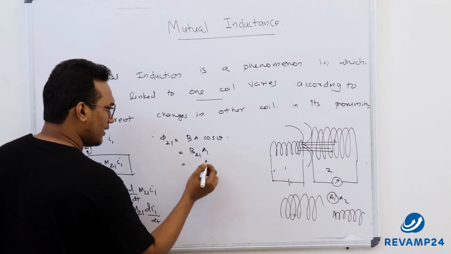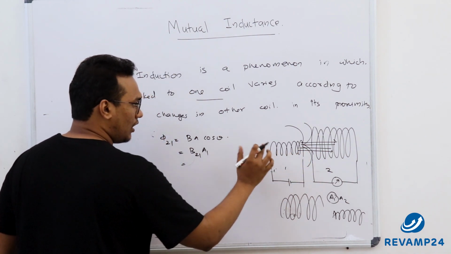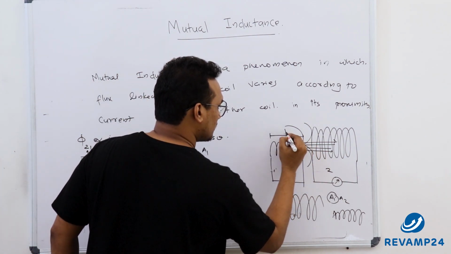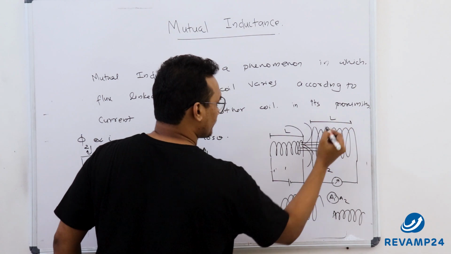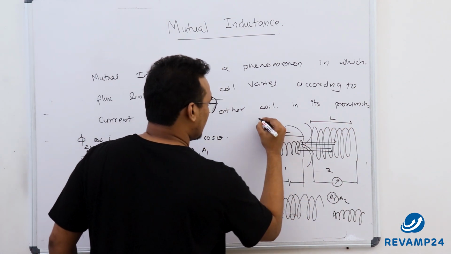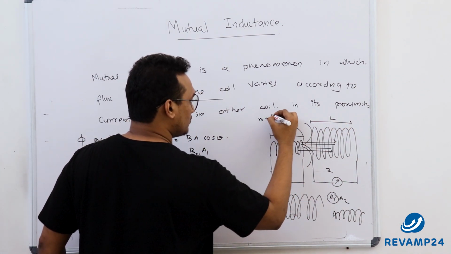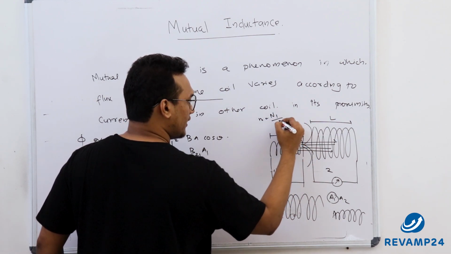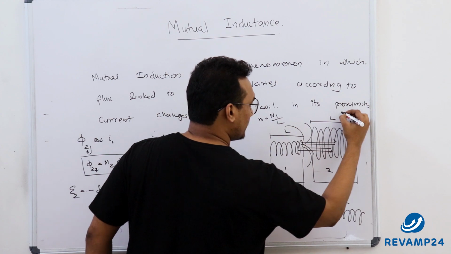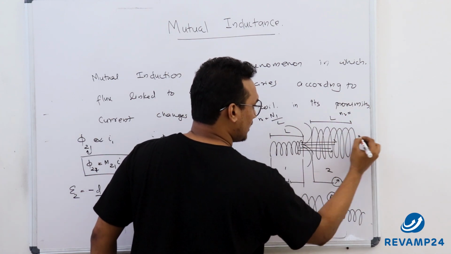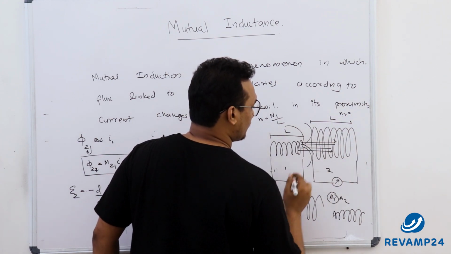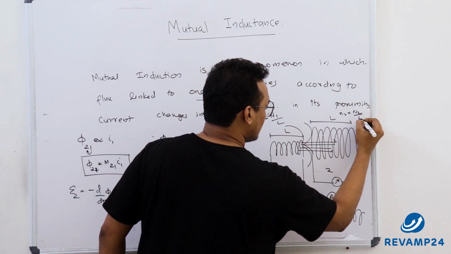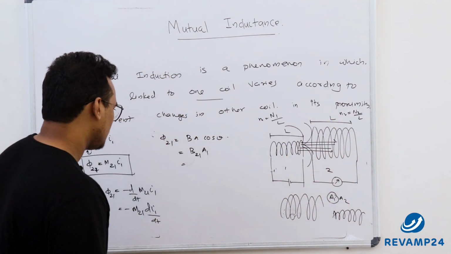Now, one more thing, the length of both the coils are the same, okay, and we know that number density of this one, n1, is equal to total number of turns of this coil divided by the length of this coil. Here, number density of 2, n2, is equal to total number of turns in this coil, N2, divided by L, and the lengths are the same, okay.